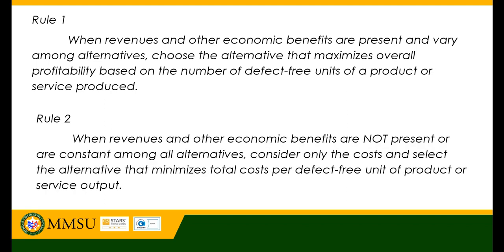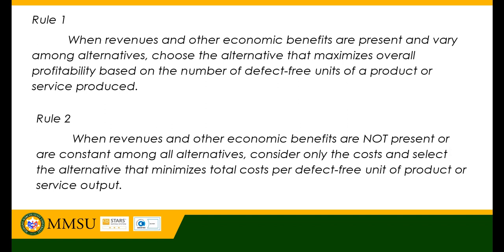No? And rule number 2, when revenues and other economic benefits are not present, so wala, hindi siya given, or constant, whichever you choose na alternative, parehas lang yung revenue na ma-produce niya, okay? Constant among all alternatives, consider only the costs. So that's why importante naman natin mag-compute ng cost. Consider only the costs and select the alternative that minimizes total cost per defect-free unit or product or service output. Okay? So, ganun lang yan.